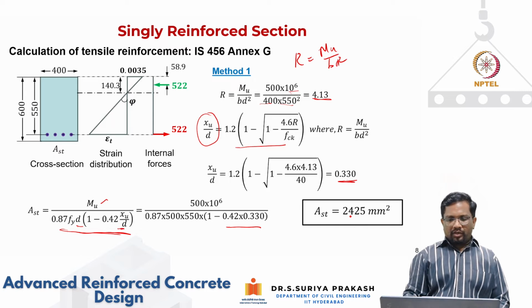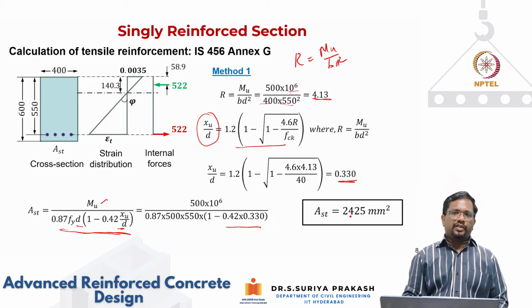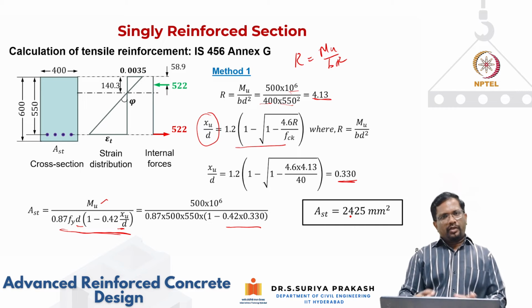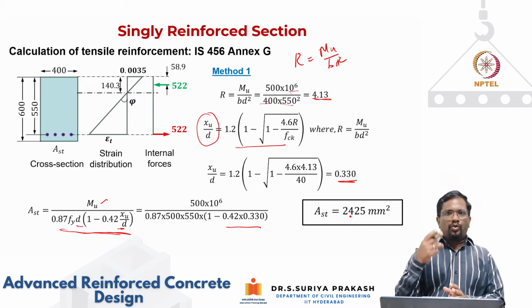So, that is the amount of steel that is required for moment resistance of 500 kilonewton meter. So, this is the first method. Now let us look at the second method. The second method is a more direct method, right?